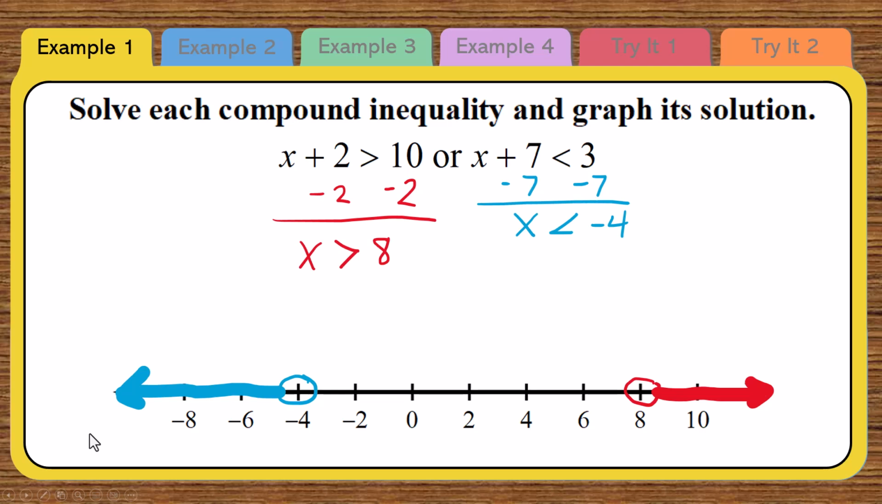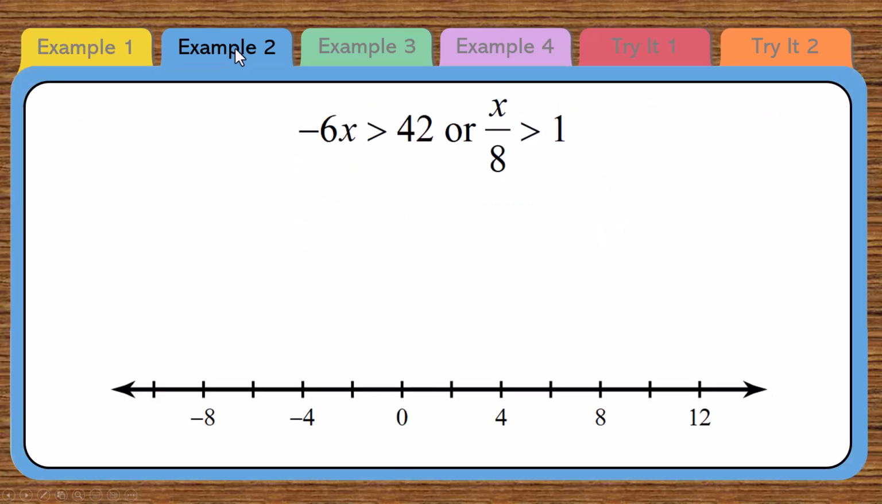We're done with that problem. See, I told you. Pretty simple. Let's do example 2. Things might get a little more interesting here because on this first one we have to divide by -6.